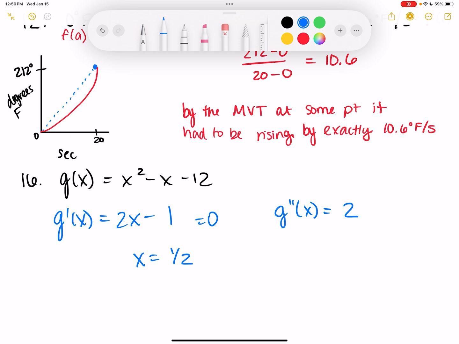So now we need to determine if this is going to be a max or a min. Our second derivative is just 2. So what do we think? What is this a graph of? A parabola. Okay, and it opens this way, which means that's a min. Yeah, it has to be a min.